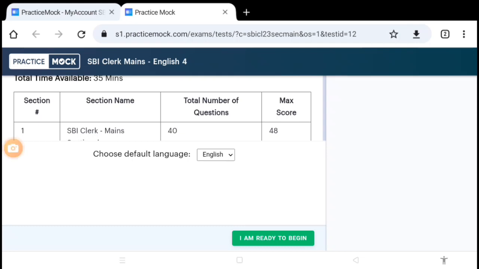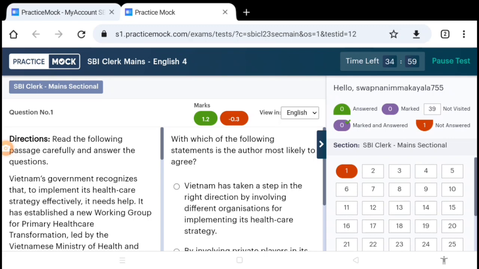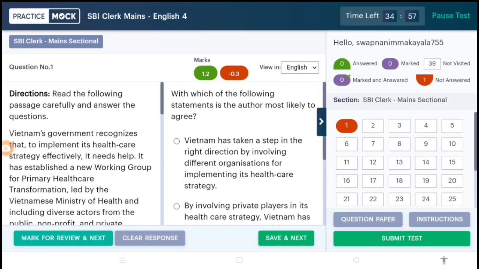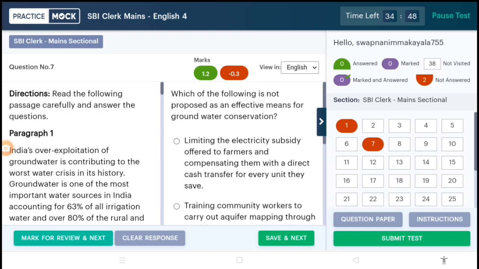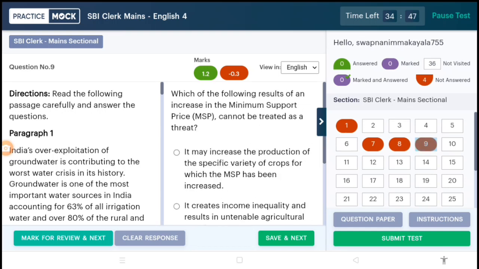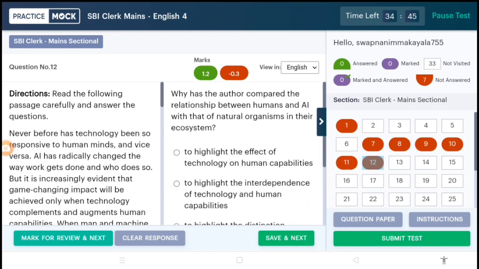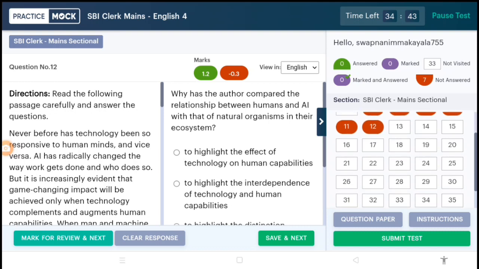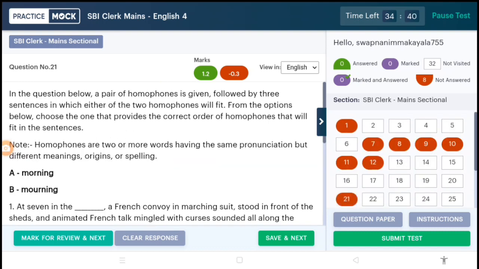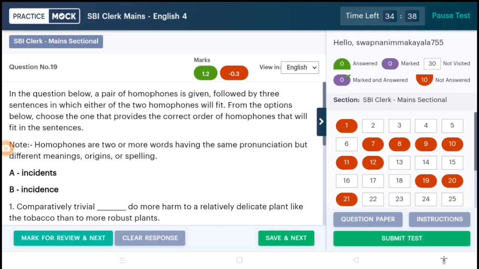Today I am attempting the SBI Clerk Mains 4th main sectional mock test. This is English main sectional mock test number 4, a practice mock. So first, it's question 19.